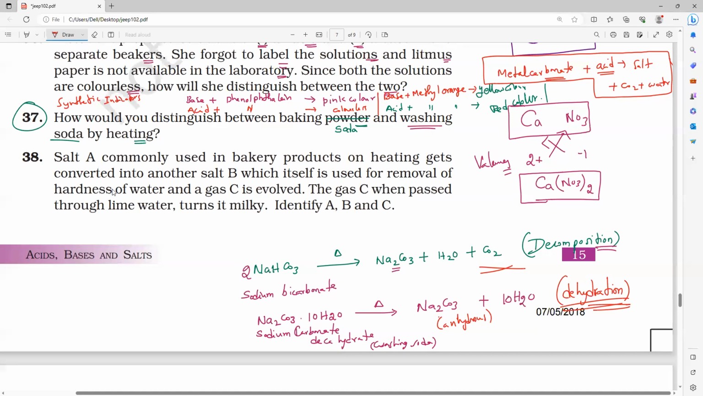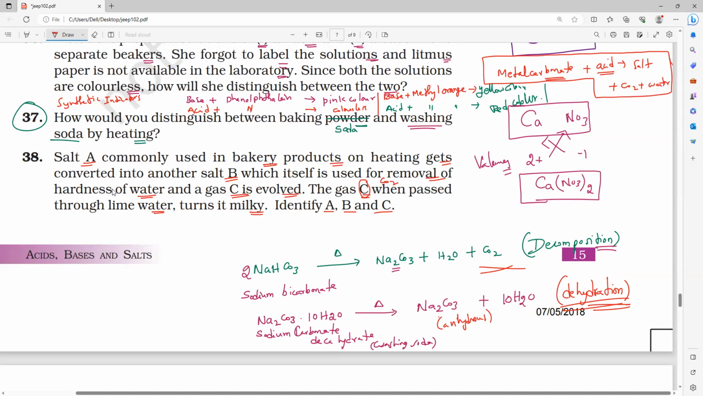Next, 38th question. Salt A, commonly used in bakery products, on heating gets converted into another salt B, which itself is used for removal of hardness of water, and a gas C is evolved. The gas C, when passed through lime water, turns it milky. Identify A, B, C. I will identify C first. What is that, anybody? Carbon dioxide. Okay.